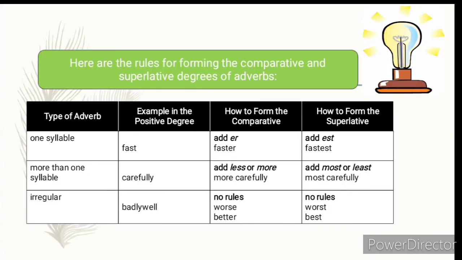And here are the rules for forming the comparative and superlative degrees of adverb. There are three types of adverb: one syllable, more than one syllable, and irregular. Example in the positive degree, fast. To form the comparative, we have to add er to be faster, and to form the superlative, add est to be fastest.